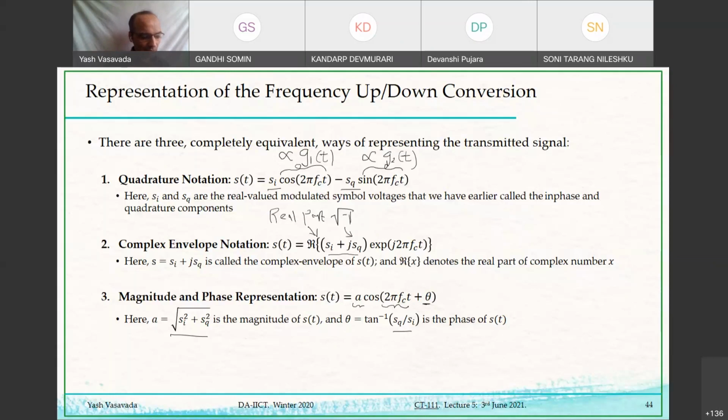So this is how we convert our simplified model to a little more realistic model, which is getting transmitted over the antenna. This is where we'll stop for today. When we meet again, we will continue from this slide and see all the implications of these three notations.